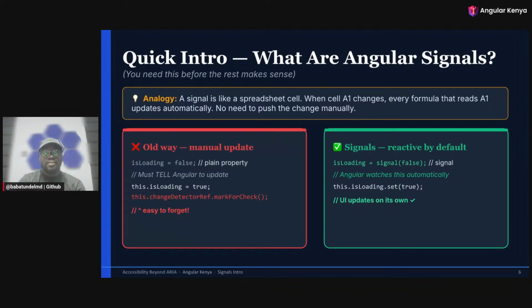On this Angular Kenya channel, several speakers have come. They've talked about signals and all of that. I'm not going to beat that, but you think of a signal as a spreadsheet and a cell that changes. You have an A1 cell that changes, and every formula that reads A1 updates automatically. Simply put, there's no need to push the change manually.